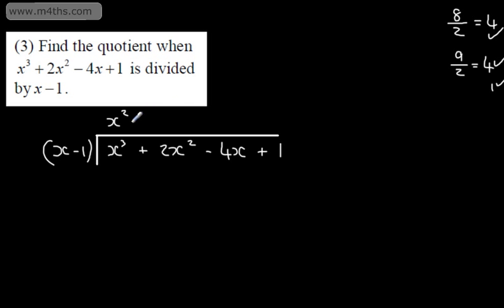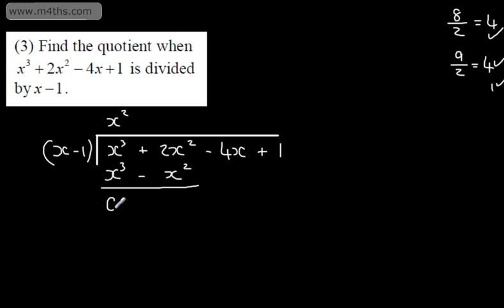At this point I multiply down. X squared times x is x cubed. I'm expecting that to be the same as the first term in the dividend. I now multiply down. X squared multiplied by -1 will give me -1x squared. And I keep these in order. What I now do is draw a line underneath and I subtract downwards.